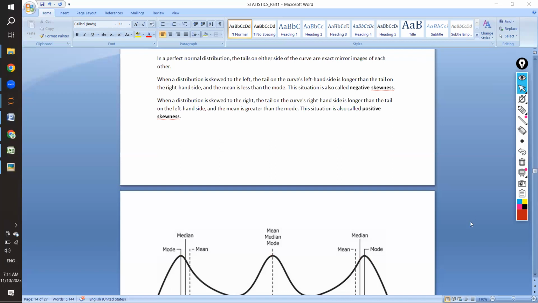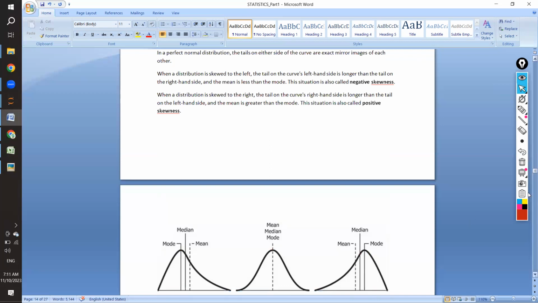In a distribution skewed to the left, the left-hand side will be longer. Try to memorize this, the skew negative and positive. Positive means the right side will be longer, and negative means the left side will be longer. When I say left skewed, the left side will be longer and it is negative; right skewed, the right side will be longer and it is positive.